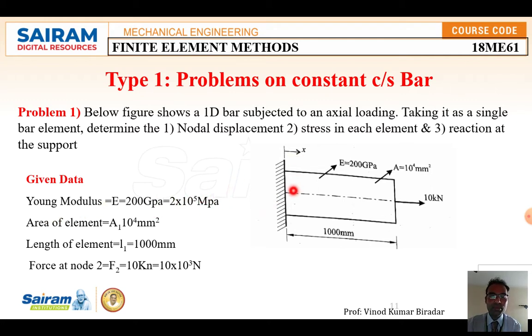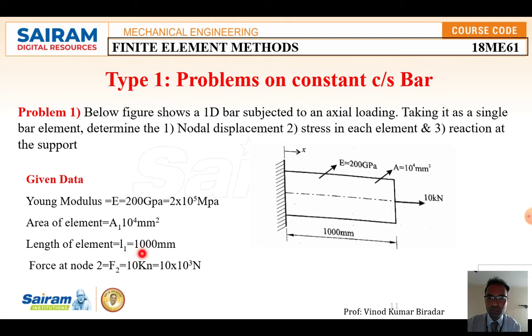And area of the element, since there is only one element, area A1 is equal to 10 to the power of 4 mm square. And the length of the element, since only one element, L1 is equal to 1000 mm. And force at node 2, this is node number 1, this is node number 2. Force at node 2 is equal to 10 kilonewton.